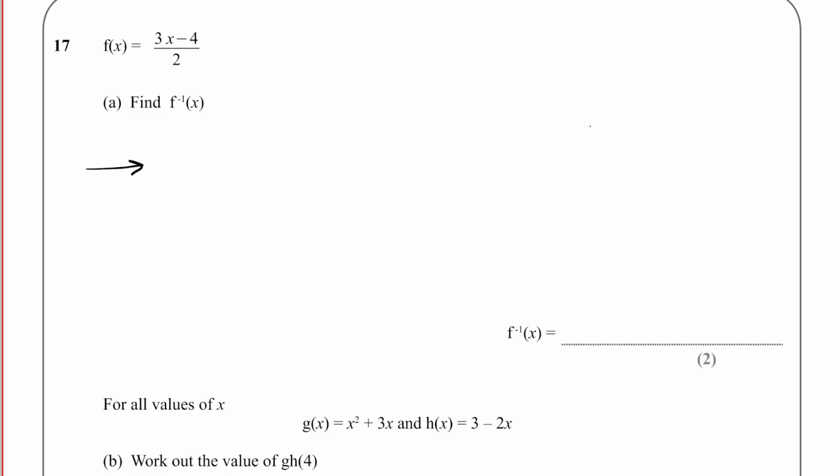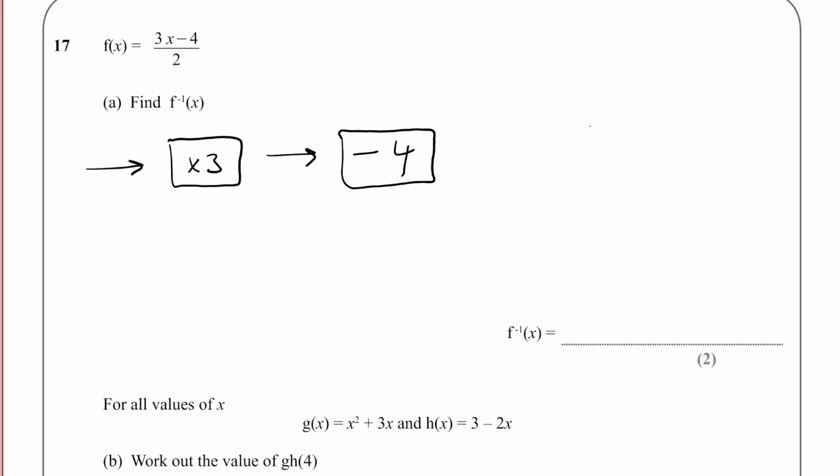So you go in, you would times it by 3, then take away 4, and then divide by 2. And you would get your output. If you went backwards, the inverse function is the backwards function of this.